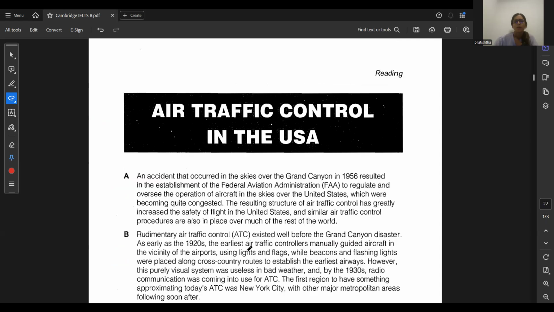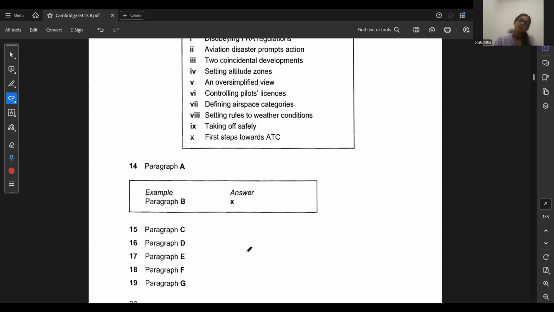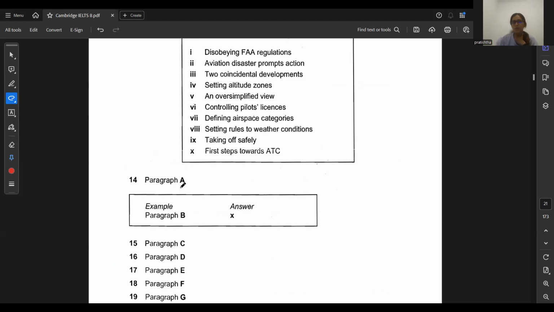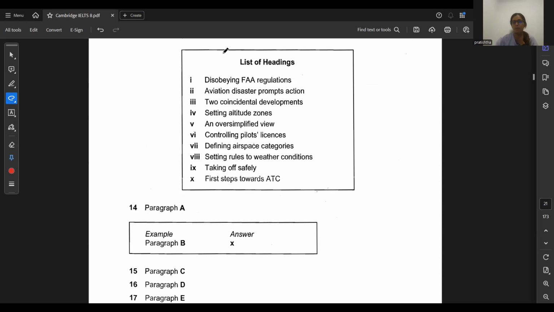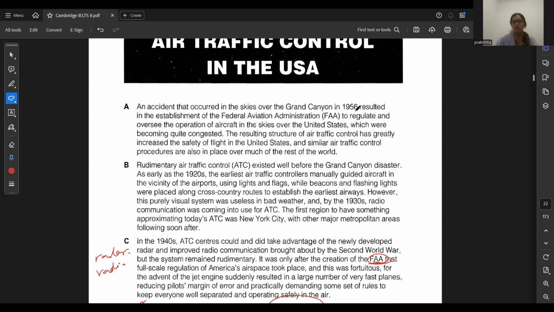So let's see. Paragraph C, what does paragraph C majorly talk about, right? Or maybe paragraph A first of all. Paragraph A, what is it talking about? Okay, we sort of missed it. So it's just talking about the establishment of the Federal Aviation Administration and how it has been increased.